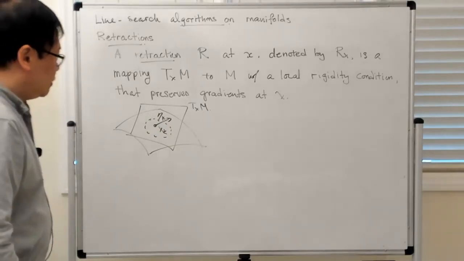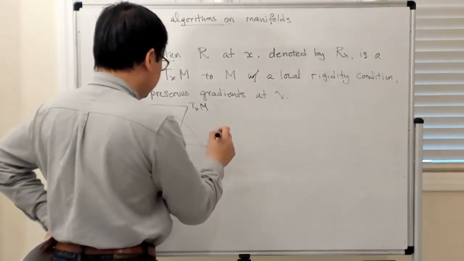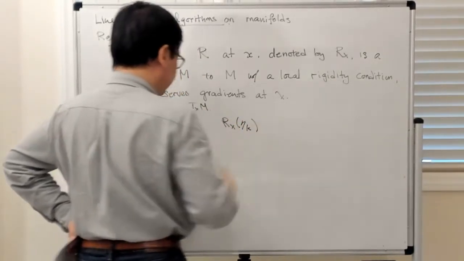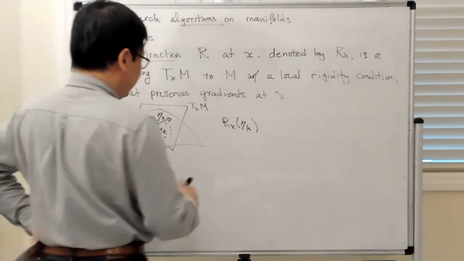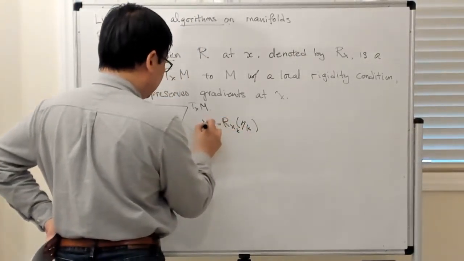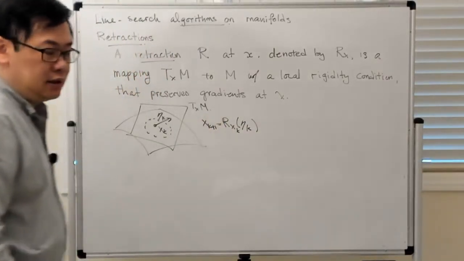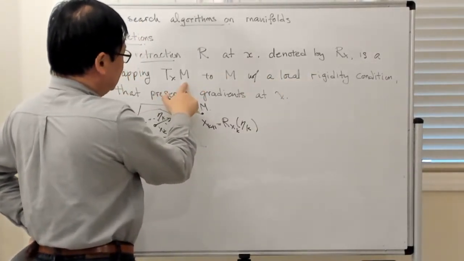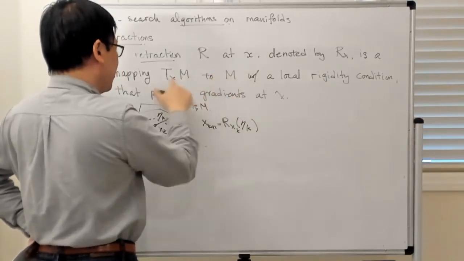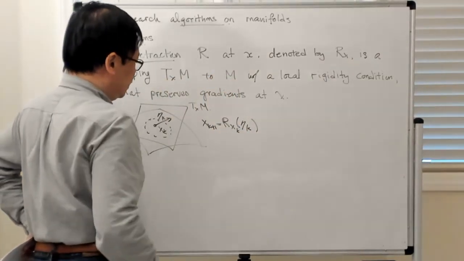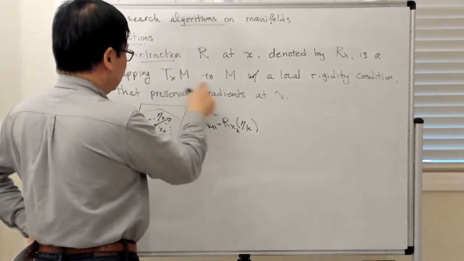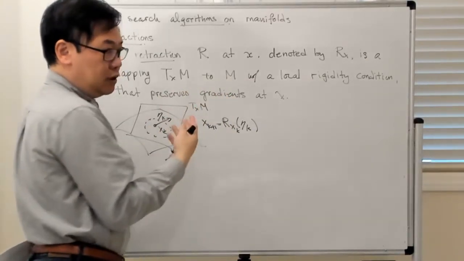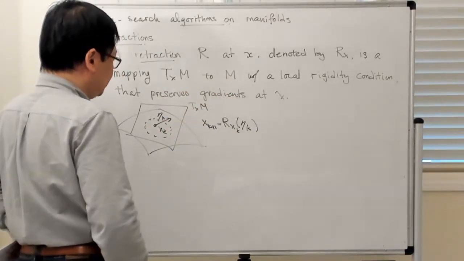Okay, and so the retraction R_x will take the vector eta_k and essentially give me a new point, x_{k+1}. So that's basically what's going to end up happening. R_x is a map from the tangent space to the manifold itself. And the basic idea is that, for one thing, you want this map to send 0 to x, and so on. And there are some other nice properties you want to have.